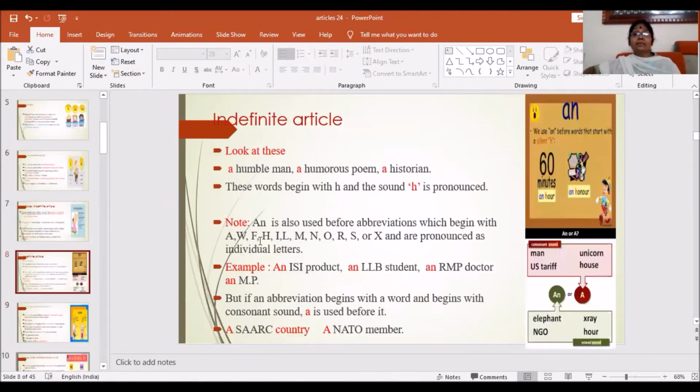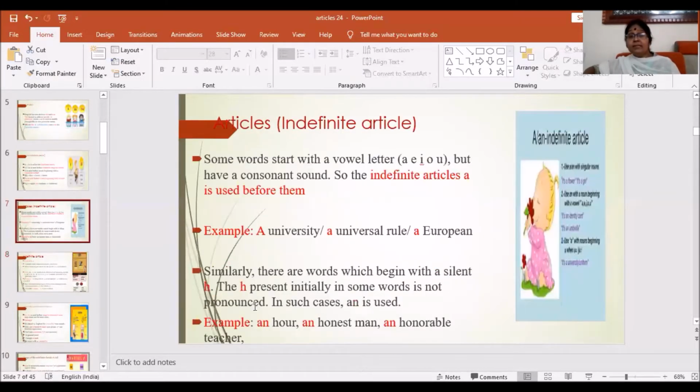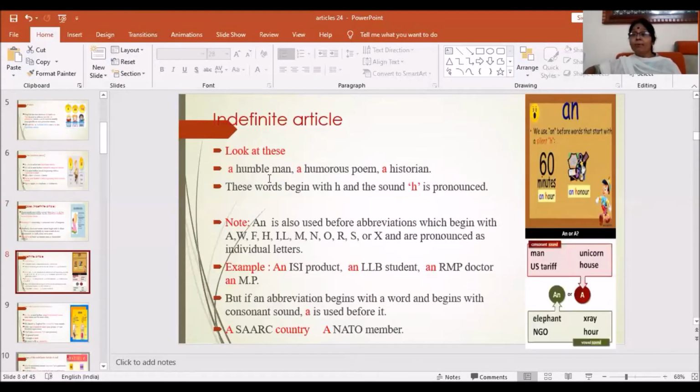Next, look at this. What we saw in the previous example is that these words are honest, honorable, though they begin with H, they're giving us the vowel sound. To understand better, see here: humble, the H sound is coming. Humorous, who, right?